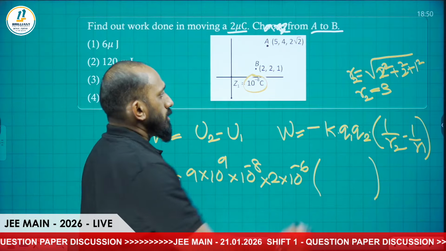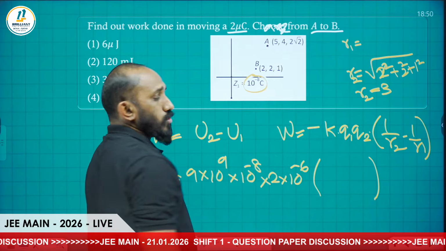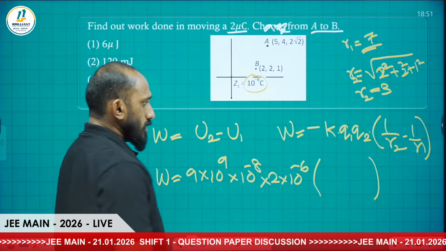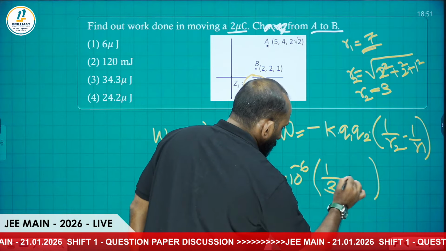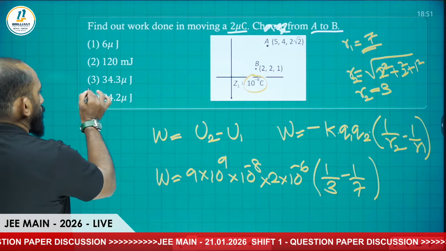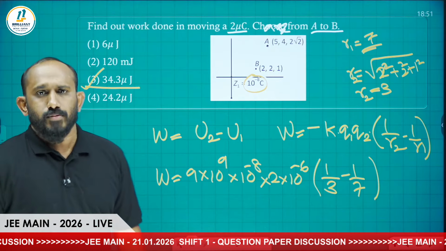And for A, R1, from A to B we are doing now. So, R1, the distance will be root of 5 square plus 4 square plus 2 root 2 square. We get root 49, that is 7. So, R1 is 7, R2 is 3. If you substitute, it will be 1 by 3 minus 1 by 7. So, we have to do all the constants: 9 into 10 to 9 is the K value, charges Q1, Q2, 1 by R2 minus 1 by R1. You substitute it, and the value is almost 34.3 microjoules. We will get the third option as the answer.